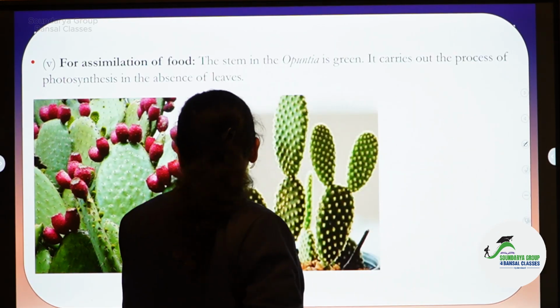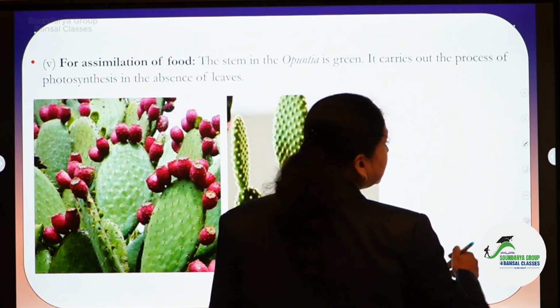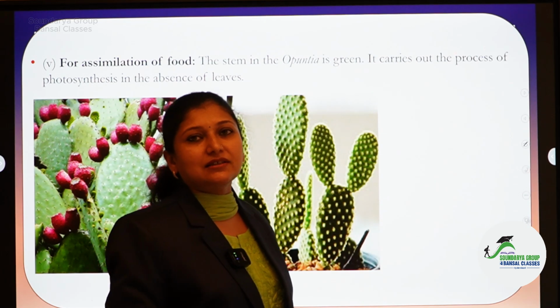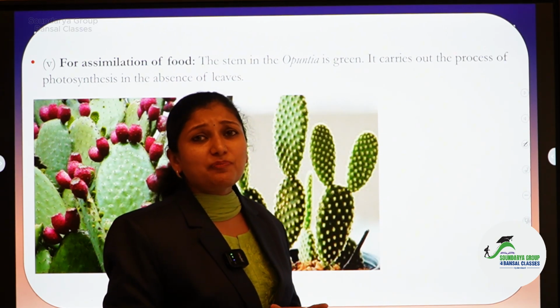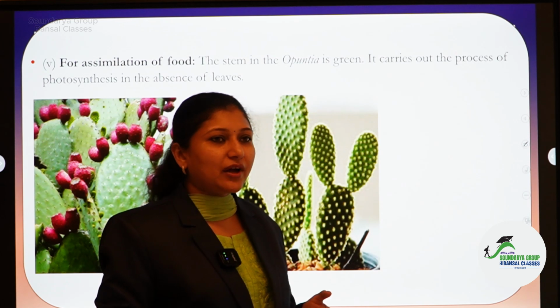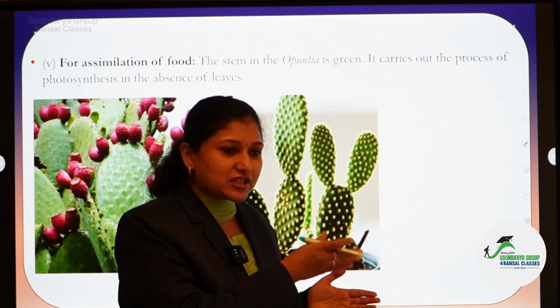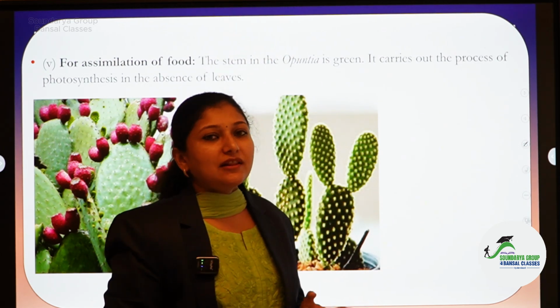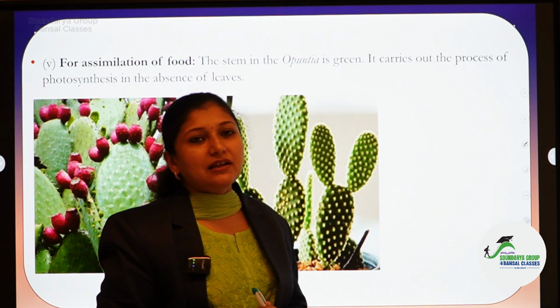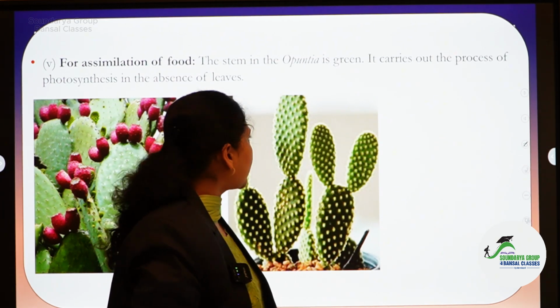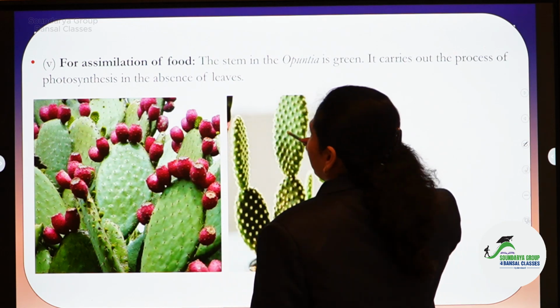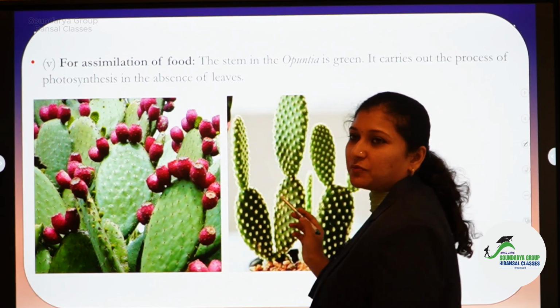The last one is the sucker. In the case of pineapple, chrysanthemum and banana, you have an underground branch which comes upward. So now, assimilation of food. For food assimilation we have the next modification.